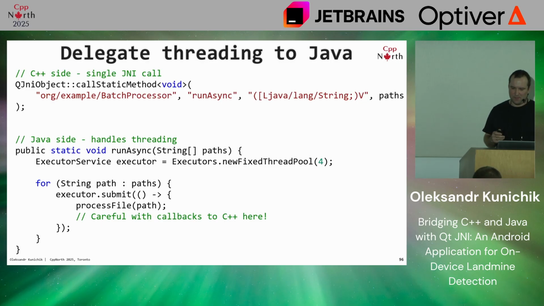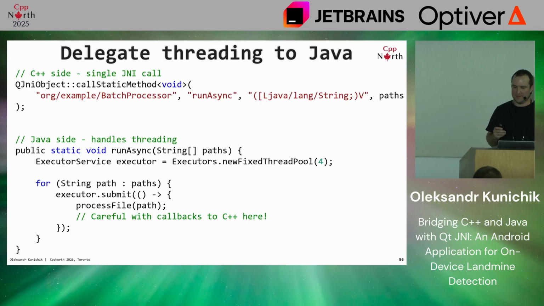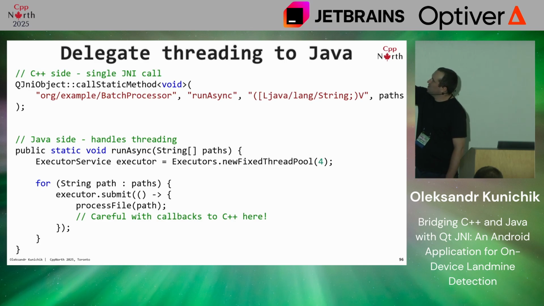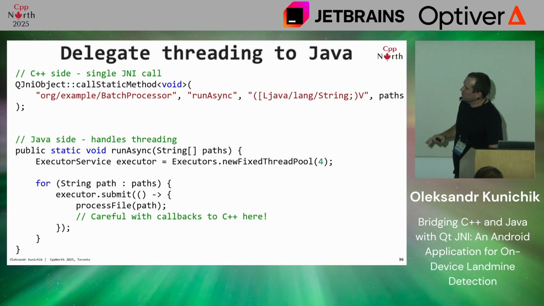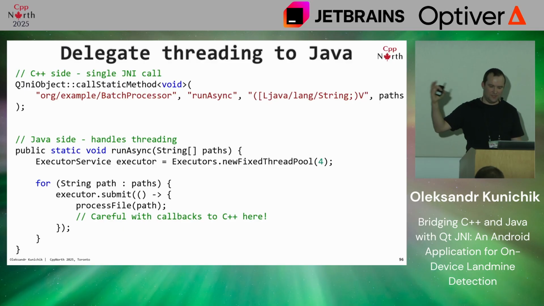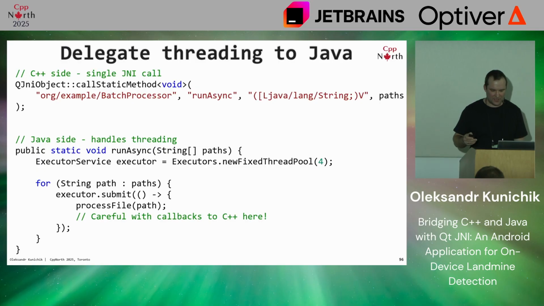But sometimes the smartest move is to avoid the problem entirely. Let Java handle its own threading. So one JNI call and Java's ExecutorService takes over. We can just send all the paths we have, and Java will create all the needed threads and do everything you want there. But be careful with async calls returning something to C++. It's very tricky. Just be careful.